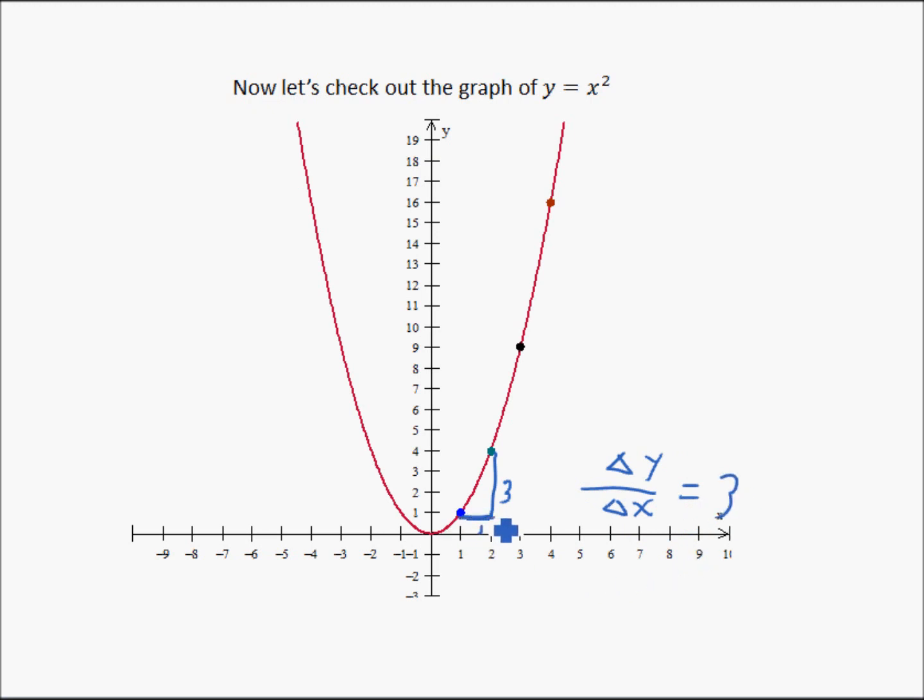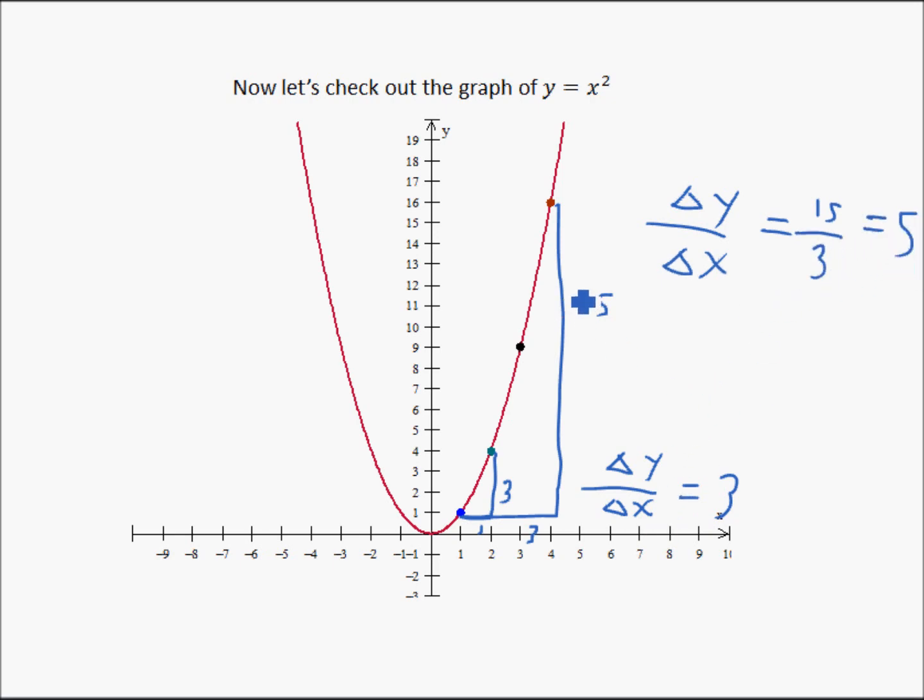But if we went from 1 all the way over to 4 and went up, now my change in x is 3. 1 to 4 is 3. But my change in y is 15. I went up from 1 to 16. So now, change in y over change in x is 15 over 3, which is 5. So that's different, clearly. And because of that, we can't just call it change in y over change in x anymore. We've got to specify what interval we're looking at the changes. So this would be the change from 1 to 2, and this would be the change from 1 to 4.